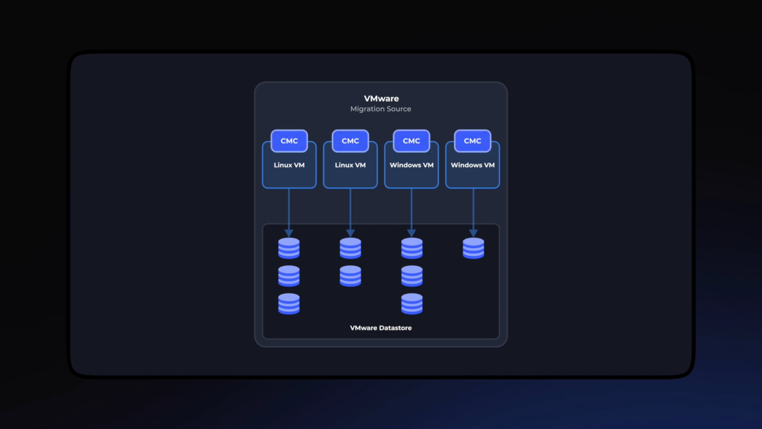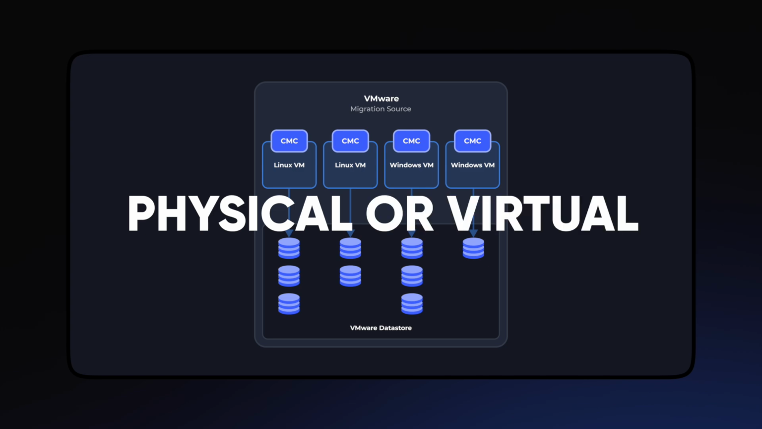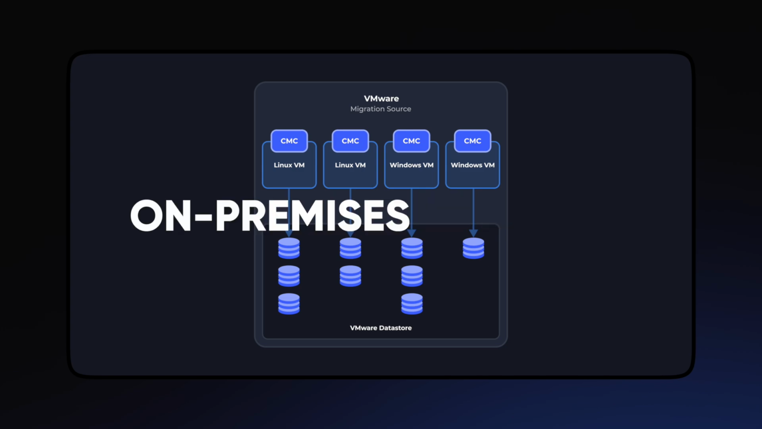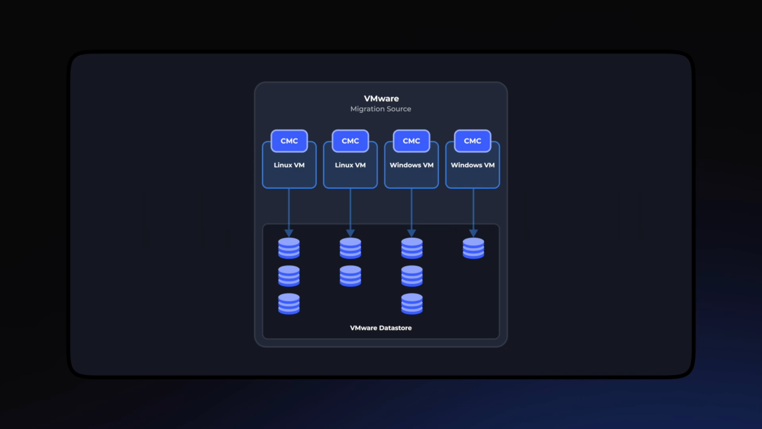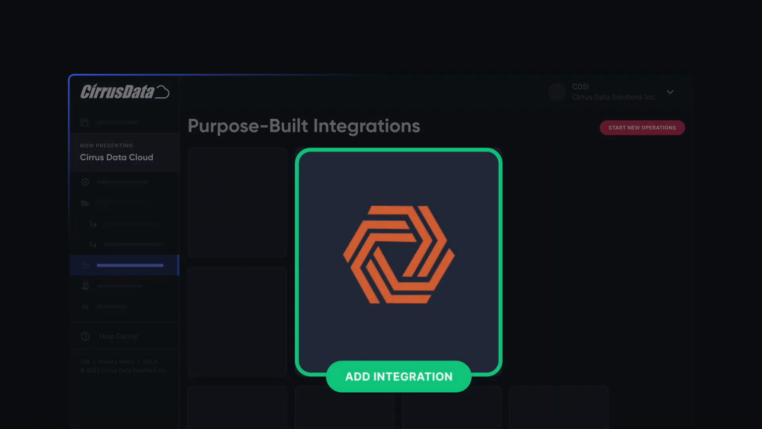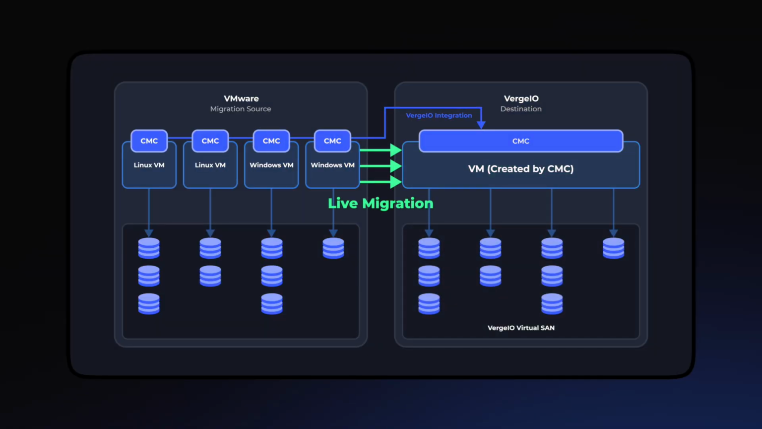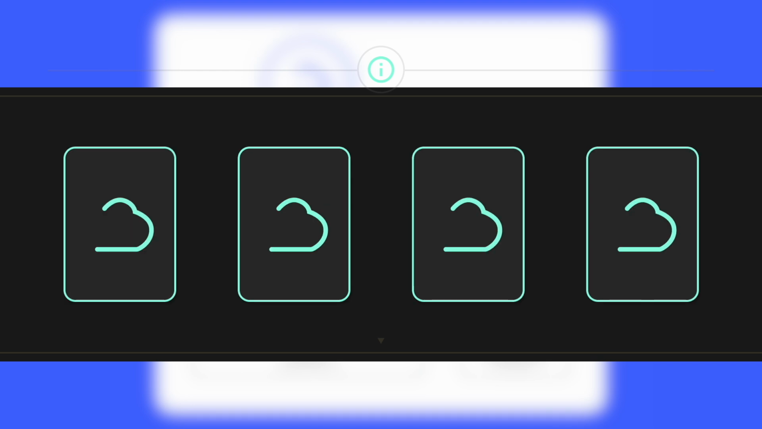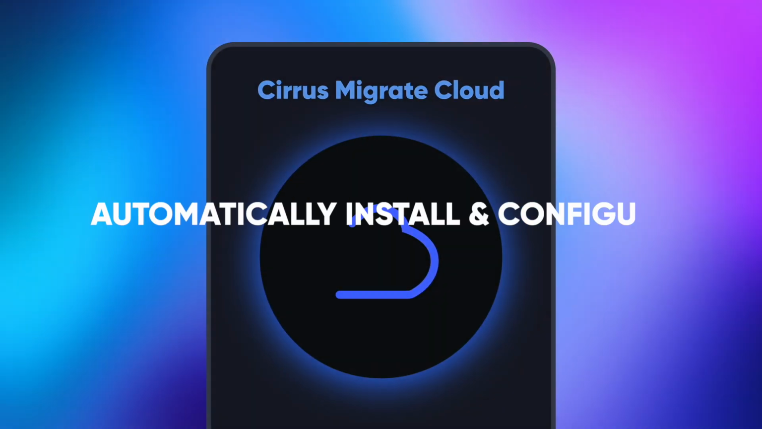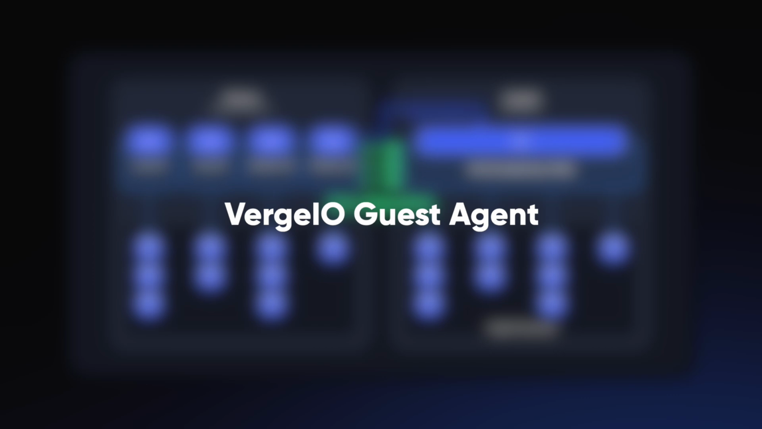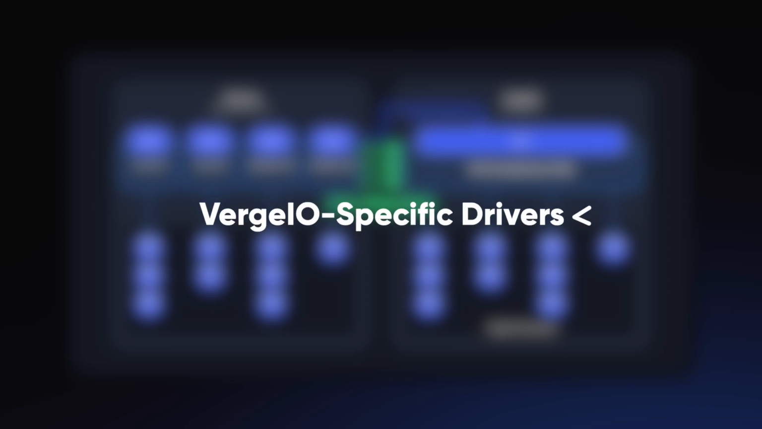First, we will deploy Cirrus Migrate Cloud on your Linux or Windows hosts. This host can be a physical server or a virtual machine from any hypervisor, no matter if it is on-premises or cloud. Our migration source can be any block storage. Next, Cirrus Data Cloud will use its Verge IO integration to create a new virtual machine and start your live migration non-disruptively. CMC will also prepare your compute, network, storage environment, and all other necessary remediation steps automatically for you. Additionally, CMC can automatically install the Verge IO guest agent and configure Verge IO specific drivers for optimal performance.